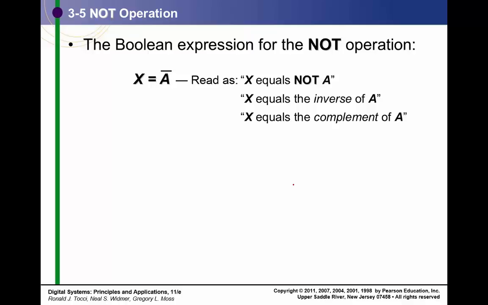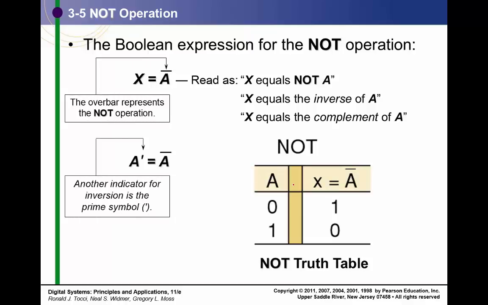Then we look at the inverter, or not, or the complement. You'll see all three of these terms used quite a bit. X is equal to A naught. Normally they say A naught instead of not A. That's simply the way most people talk. X is equal to the inverse of A, or the complement. Those are all three terms that mean the same thing.